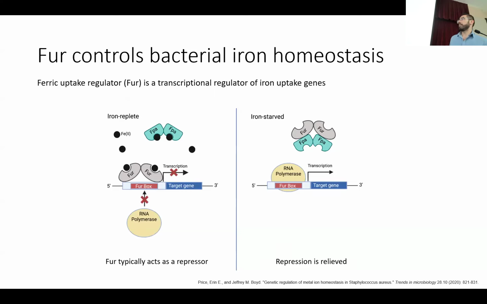Fur boxes are typically located in the operator region of target genes. Therefore, Fur binding typically leads to transcriptional repression. But during iron-limited conditions, Fur releases the DNA and transcription of the target genes is allowed to occur. These target genes are now going to be upregulated. Some of these target genes include various iron uptake systems that you can imagine need to be expressed in the absence of iron. This model also shows that there's another protein that plays a role, but the main character here is Fur.